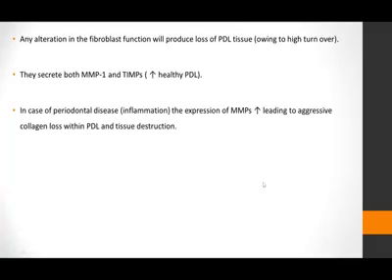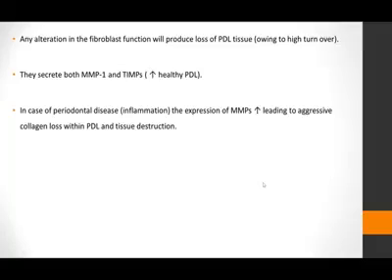If there is any alteration in the fibroblast function, the PDL tissue would be lost because the collagen would not be produced, and as a result of reduced production of collagen, the PDL tissue would be lost. Fibroblasts at the same time secrete certain proteinases called the matrix metalloproteinases, which degrade its own matrix, and they also produce the tissue inhibitors of those matrix metalloproteinases, and these tissue inhibitors are present in high amount in the healthy PDL, which do not let the degradation of the collagen and in turn PDL in the healthy tissue.